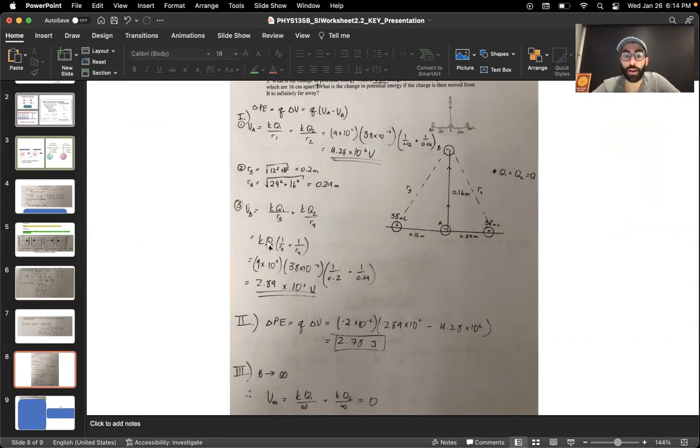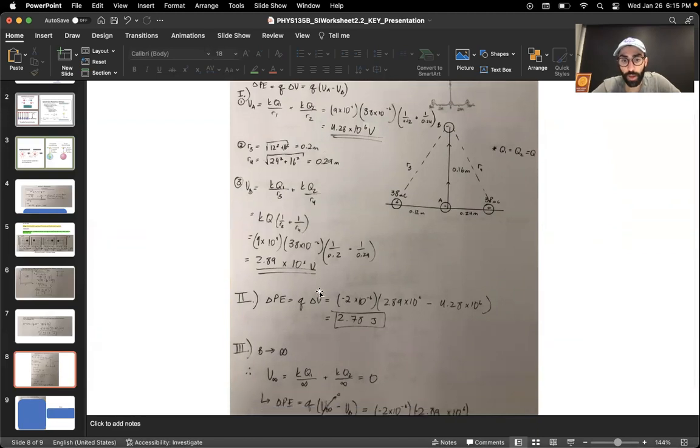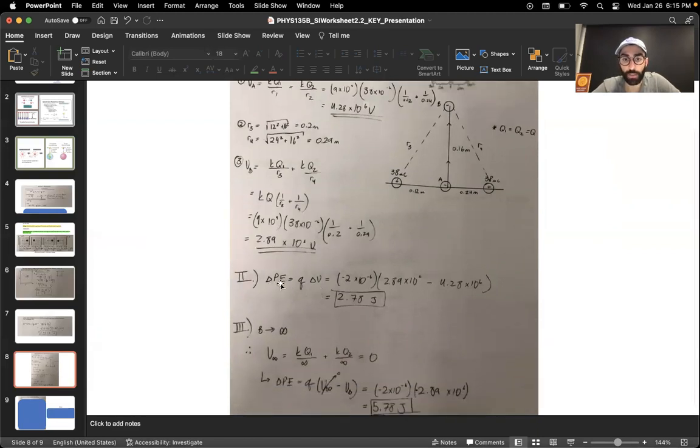But in this case, K is constant, so it's always going to be equal, but the Q's are also equal. So we can factor out the K and the Q. 1 over R3, we just found that. 1 over R4, that's right here. We just plug in and multiply. We now have enough to do our change of potential equation.